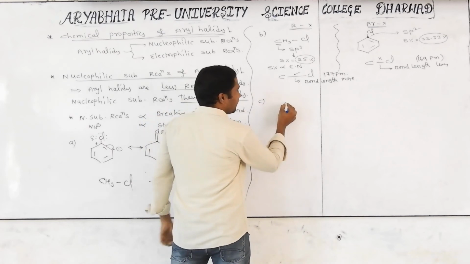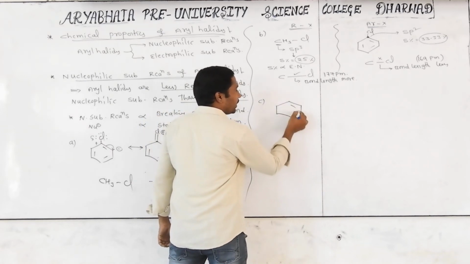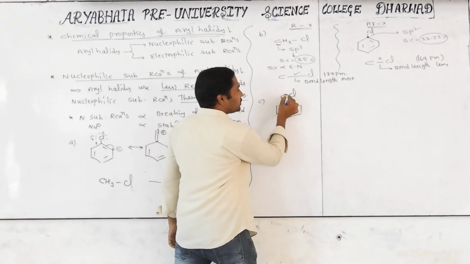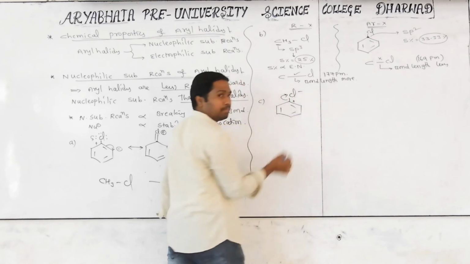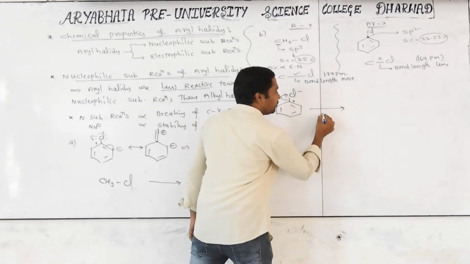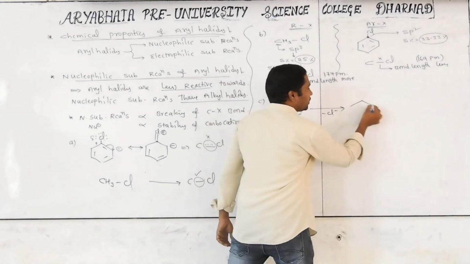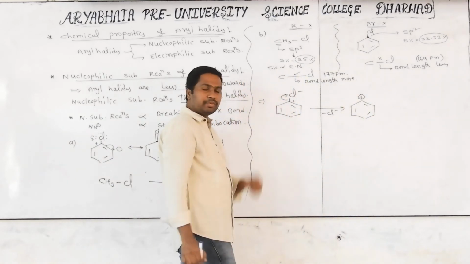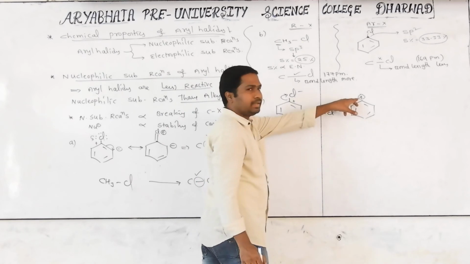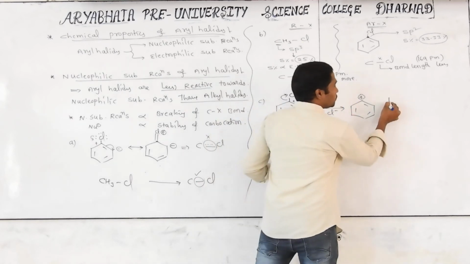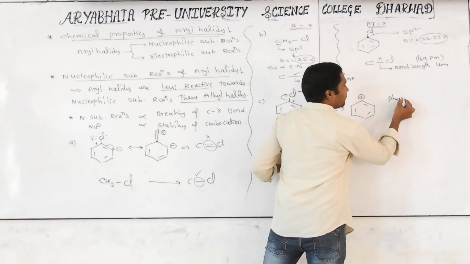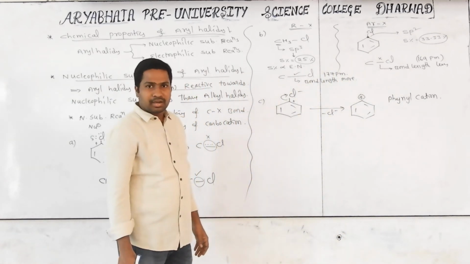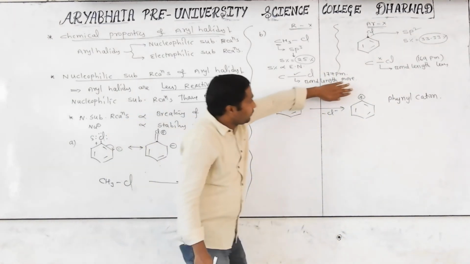If you take, for example, chlorobenzene, why is it less reactive towards nucleophilic substitution? Remove the halogen atom as chloride, then what do we get on the benzene ring? A positive charge. Do you know the name of the compound? Phenyl cation. So after breaking, we get a phenyl cation. Is this phenyl cation stable or unstable? Unstable.